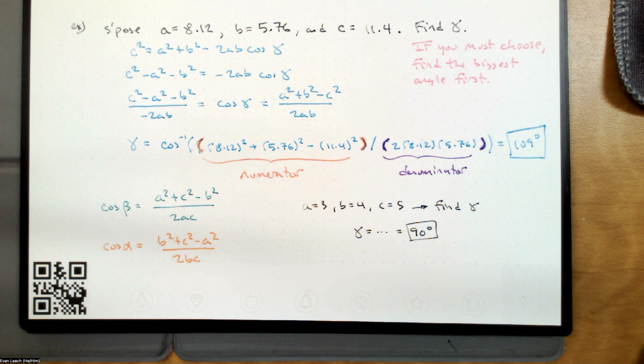But not until Tuesday, because you never do law of sines and law of cosines on the same day, unless you want your class to get together and like disappear you in the forest.